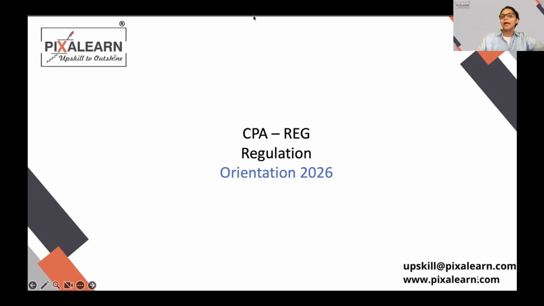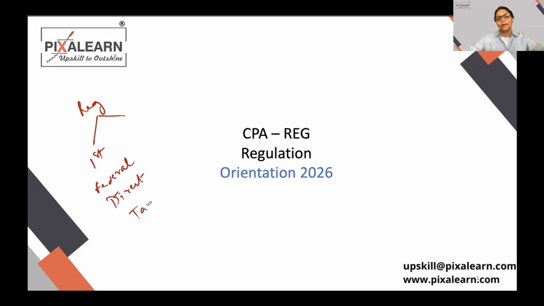So see, REG has two portions. The first portion of REG is actually federal direct taxation in the US. So this is the first part of regulation, where we talk about individual tax returns. So we have three here.